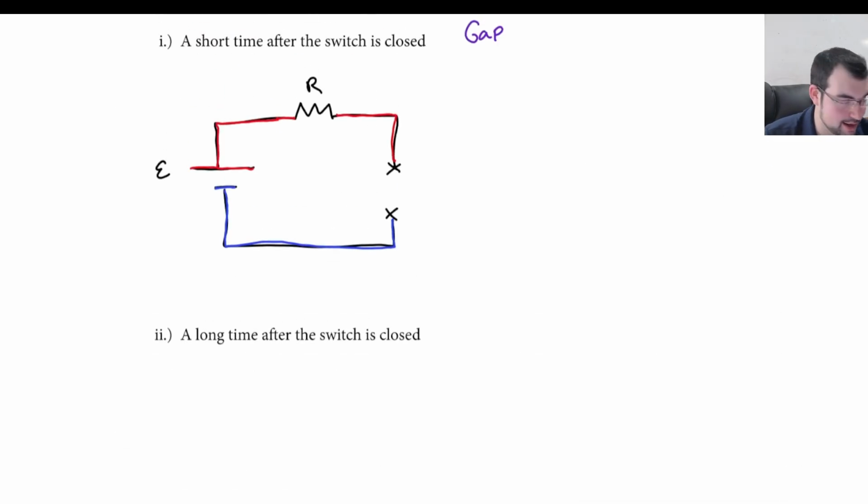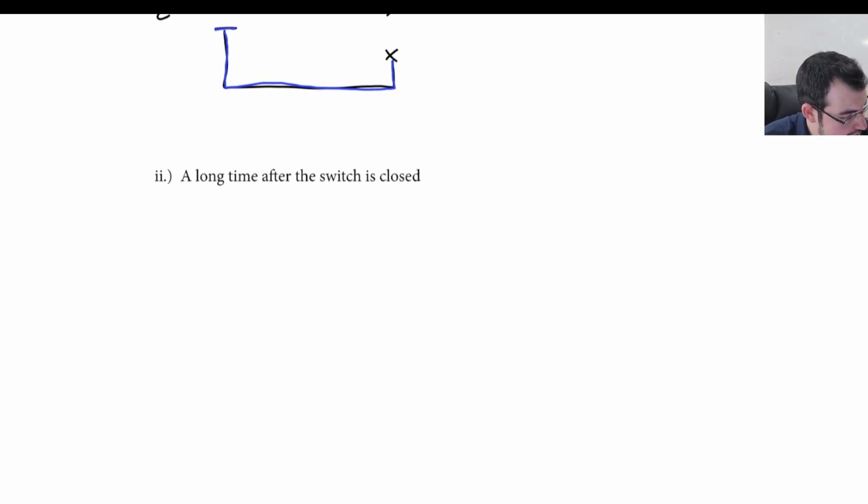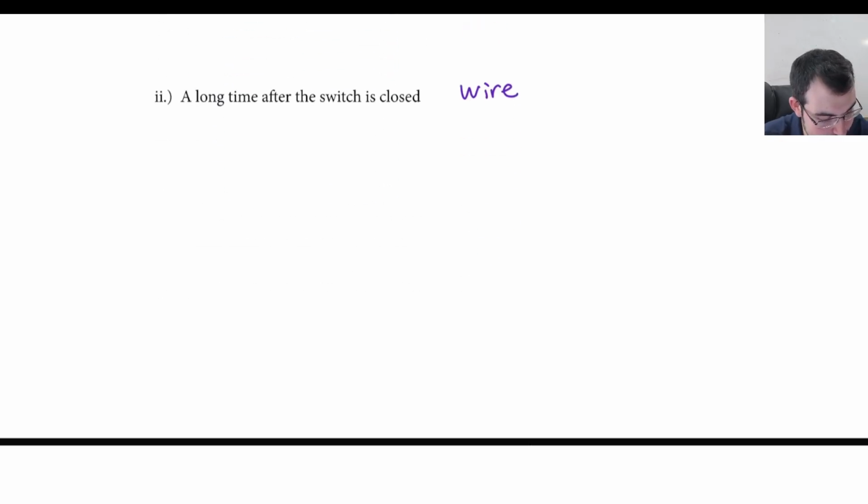What about the long time? Well, after a long time, the battery has slowly stopped sending current at an increasing rate. So the inductor is perfectly fine. No more finger wagging after it has slowly adjusted to the new conditions.